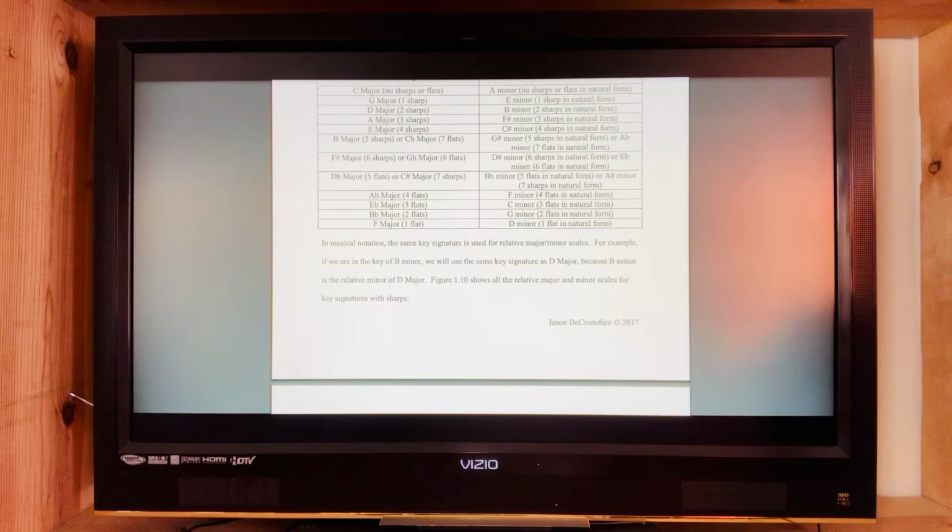In musical notation, the same key signature is used for relative major and minor scales. For example, if we are in the key of B minor, we will use the same key signature as D major, because B minor is the relative minor of D major. That makes sense. It's another form of D major notes. So in A minor, what key signature do we use? C major key signature, because they are relatives.